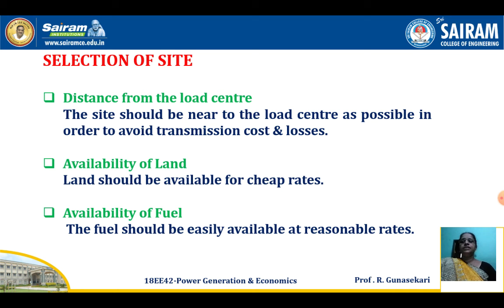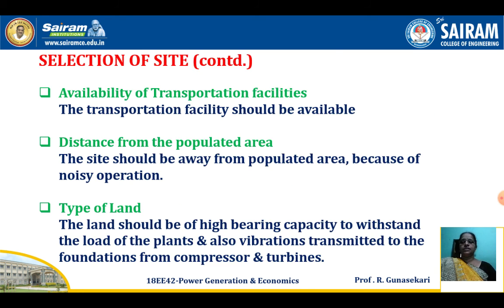The first one is distance from the load center. A gas turbine power plant should be as near to the load center as possible in order to avoid transmission cost and losses. The second one is availability of land. The land should be available at cheap rates. The third one is availability of fuel. The fuel should be easily available at reasonable rates.